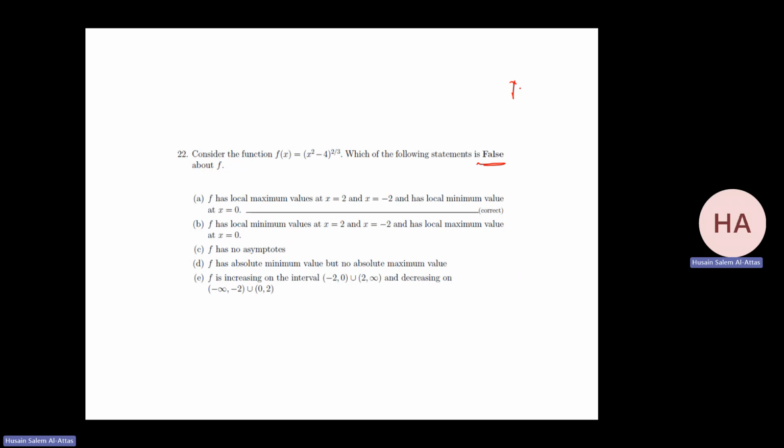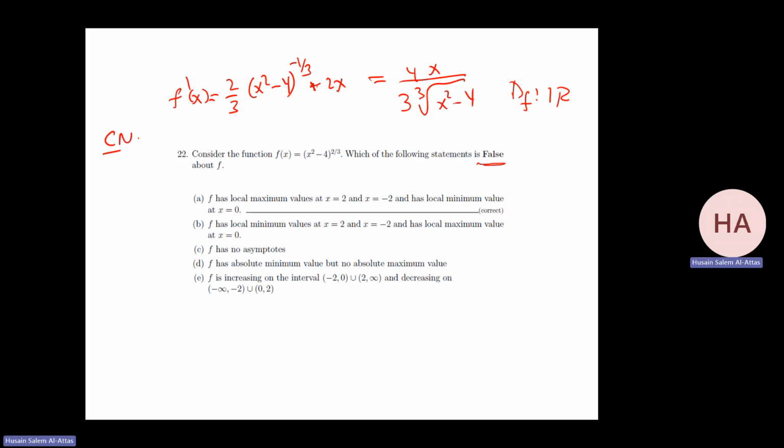Work out the function. The domain is all real numbers. Let me find f prime. It will be 2 over 3 times x squared minus 4 to the power minus 1 over 3 times 2x. So that gives me 4x over 3 cube root of x squared minus 4. Numbers where f prime equals 0 give x equal 0, and where f prime does not exist give me x equal plus or minus 2.